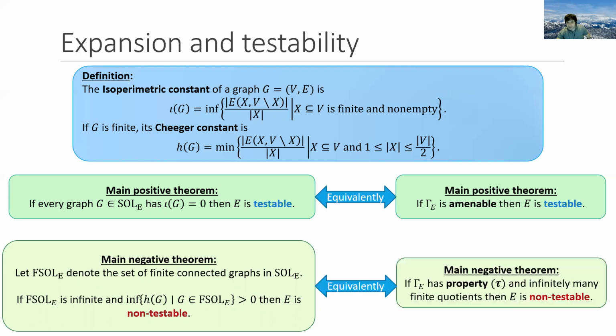And again, this theorem also has an equivalent statement in group theoretic language. Here the criterion for non-testability is that the group gamma E have what's called property tau and also have infinitely many quotients. Property tau is a well-studied group property, and in particular it is implied by the more famous property T. So again, we know of many groups which have property T and thus also property tau, and these yield concrete examples of non-testable systems of relations.